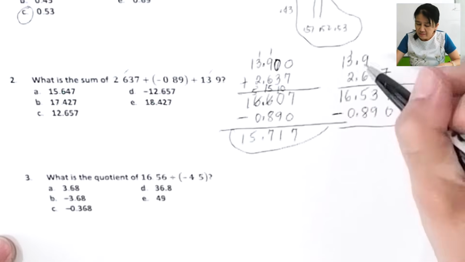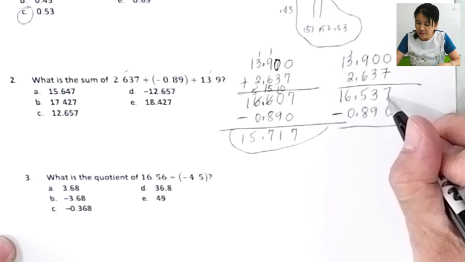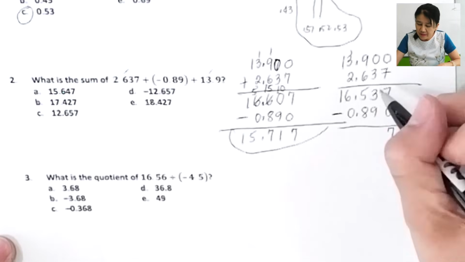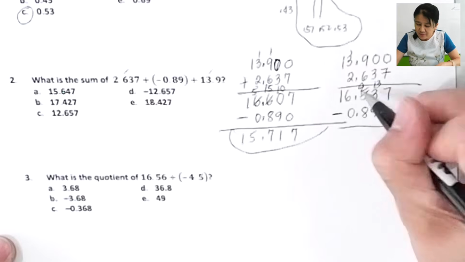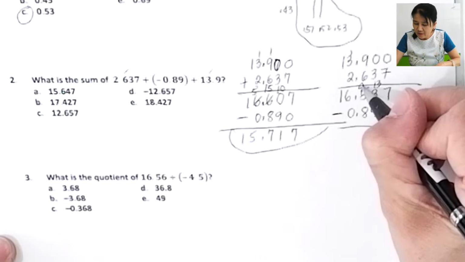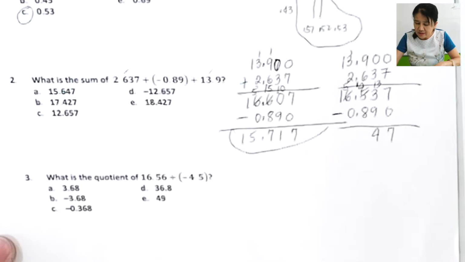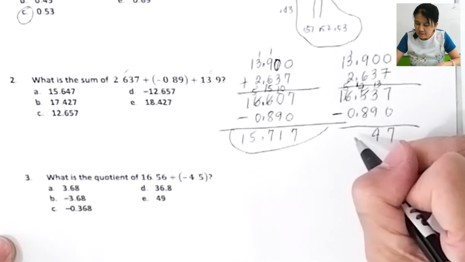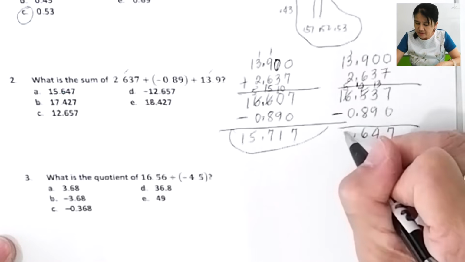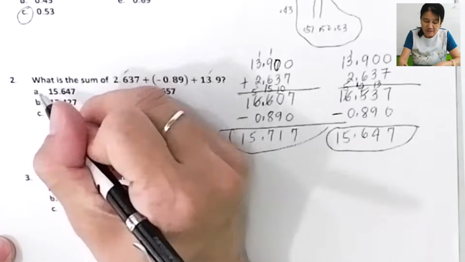0.890. Let's go back. This is understood to be 0, huh? I'm sure you know that. 7 minus 0 is 7. 3 minus 9 cannot be. Borrow 1. This becomes 13. This is 4. 13 minus 9 is 4. 4 minus 8 cannot be again. Borrow 1. 14. Make this 5. 14 minus 8, so we have here 6. Then 5 minus 0 is 5. And the correct answer is 15.647. There. That was good.